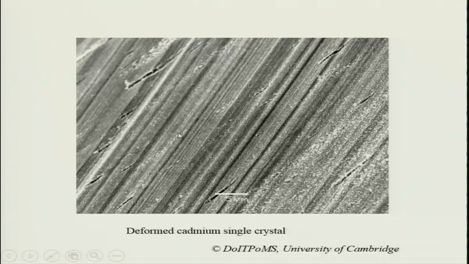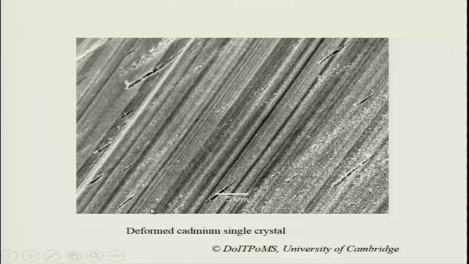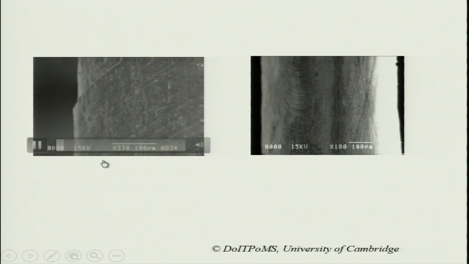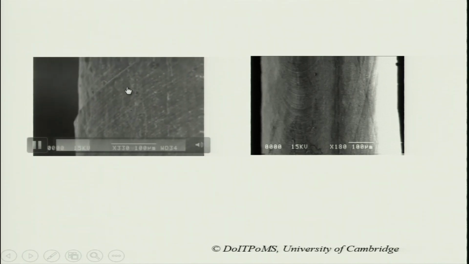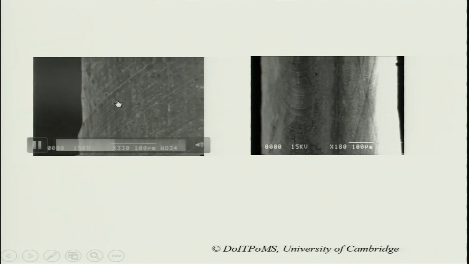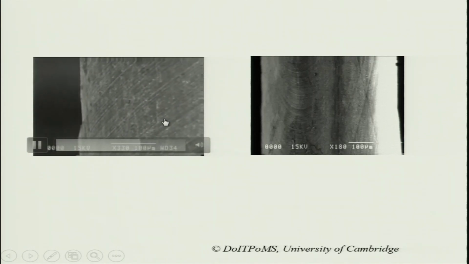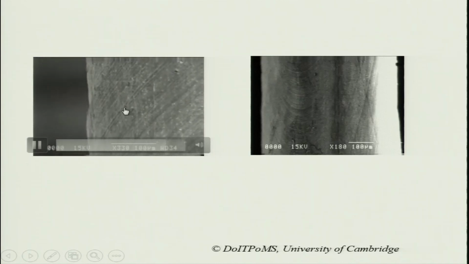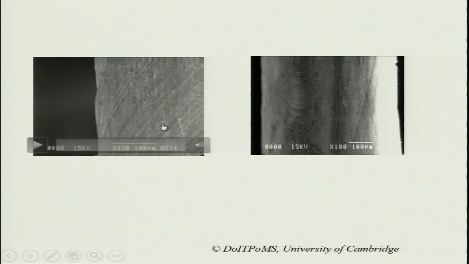I'll show you a video of how it happens. Let me show you the videos of the slip, the microscopic phenomenon of slip when viewed live under the scanning electron microscope. Again, these videos are taken from doitpoms.ac.uk, University of Cambridge website. You can see that this is the crystal which is being deformed, and you can see formation of these steps on the surface of the single crystal. You can see very clearly that steps are forming on the surface, it is very visible.